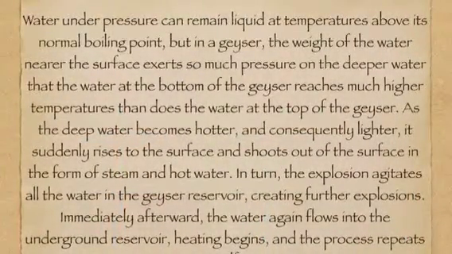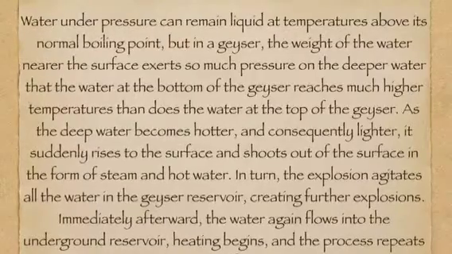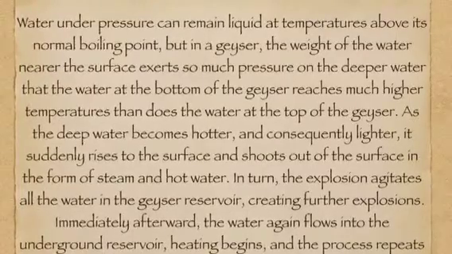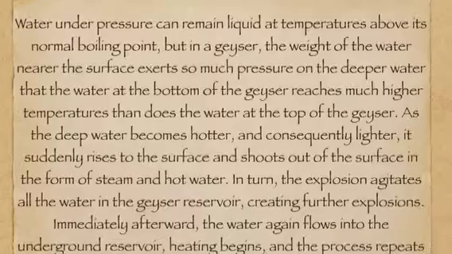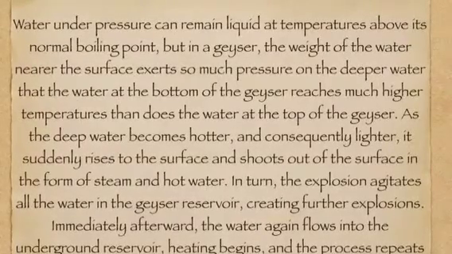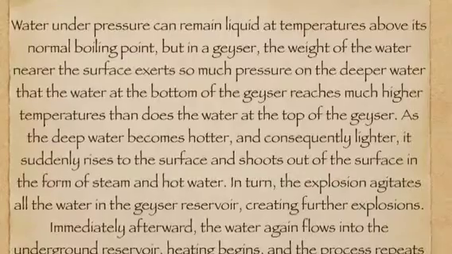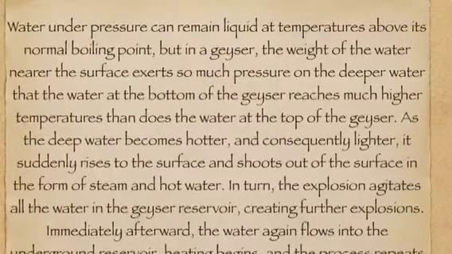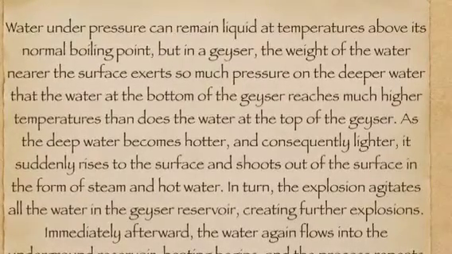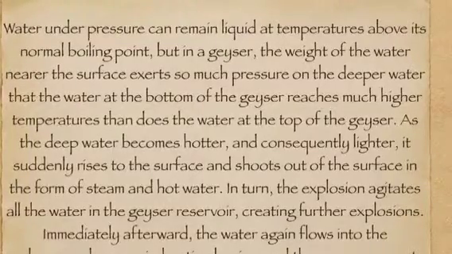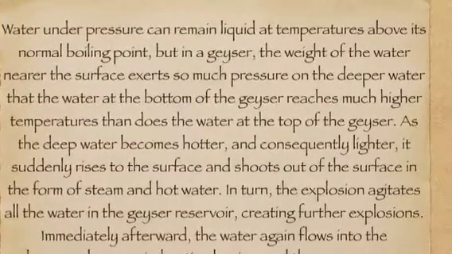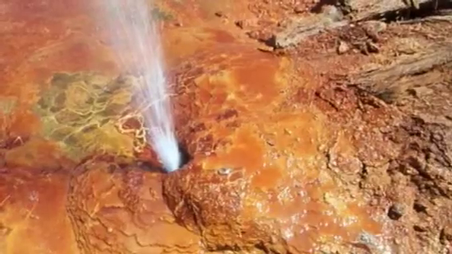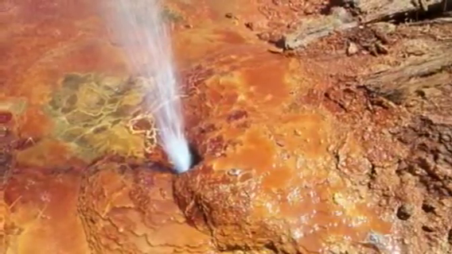Water under pressure can remain liquid at temperatures above its normal boiling point, but in a geyser, the weight of the water near the surface exerts so much pressure on the deeper water that the water at the bottom of the geyser reaches much higher temperature than does the water at the top of the geyser. At depth, water becomes hotter and consequently lighter. It suddenly rises to the surface and shoots out of the surface in the form of steam and hot water.